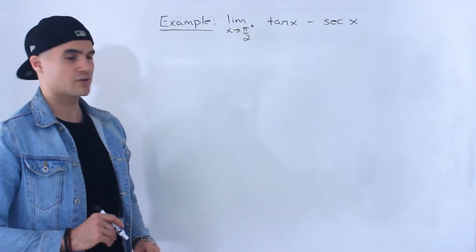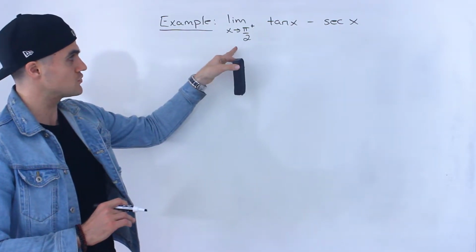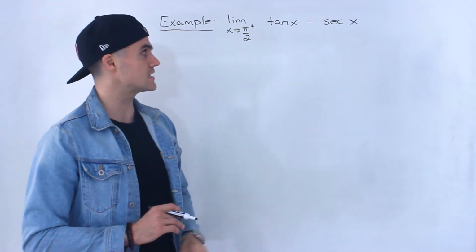So let's do an example here to see how indeterminate differences work. Let's say we've got the limit as x approaches pi over 2 from the positive side of tan x minus secant x.